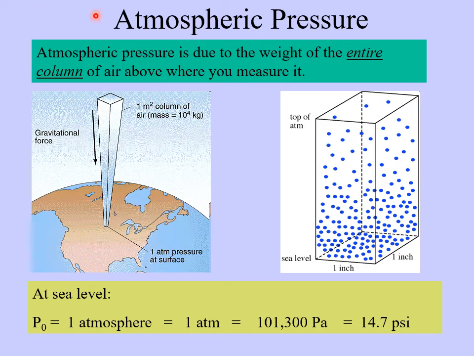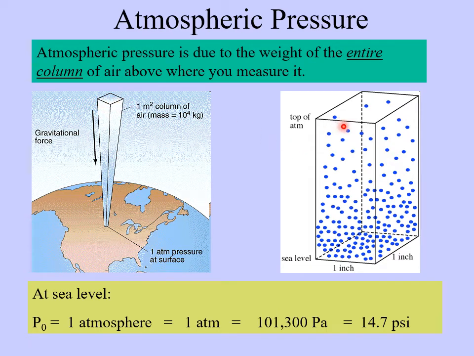We talked about gas pressure in the last chapter when we talked about PV = nRT and the ideal gas law. In this particular case, what we're talking about is atmospheric pressure. Atmospheric pressure is due to the weight of the entire column of air above where you measure it. So if you're standing on the surface of the Earth, the atmospheric pressure that we feel is due to this whole imaginary column of air above us pushing down. This column starts where we're at, down on the surface of the Earth, and goes all the way out into space where there's no more atmosphere.